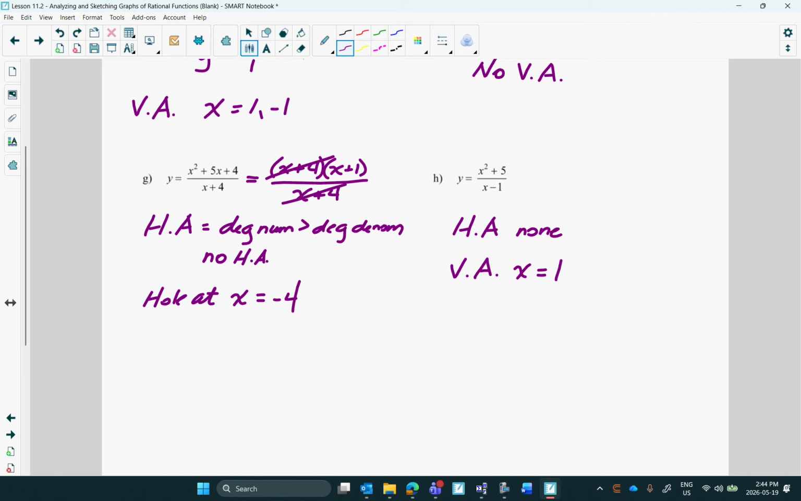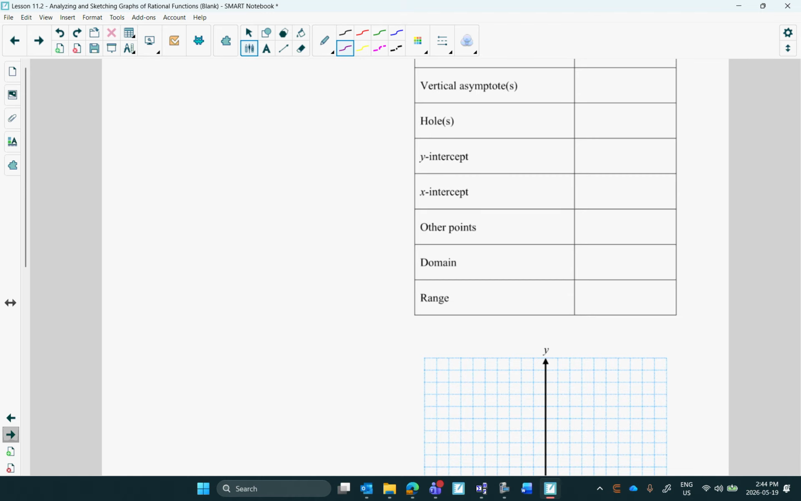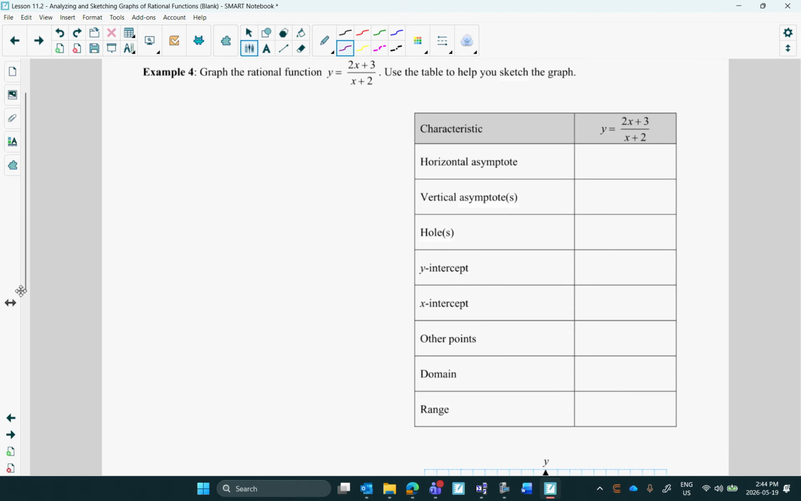Okay. So what we want to do is take this information and use it to graph these rational functions. Let's just do a couple of examples. And really, you don't even have to find all of this. To graph these things, this is what you need. You need these two, because there might be a hole. You need to address these.